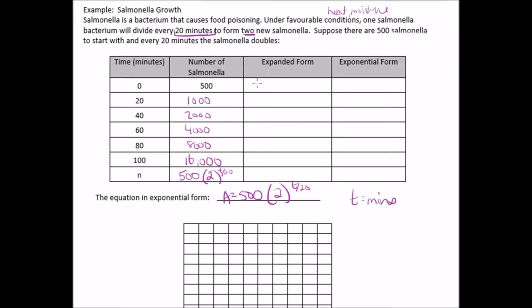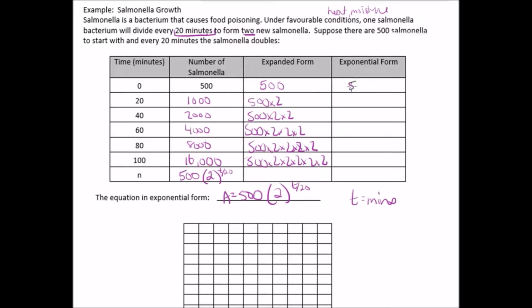Expanded form, this is of course just 500. This is 500 times 2. This is 500 times 2 times 2. 500 times 2 times 2 times 2. 500 times 2 times 2 times 2 times 2. 500 times 2 five times, because 500 doubled 5 times.